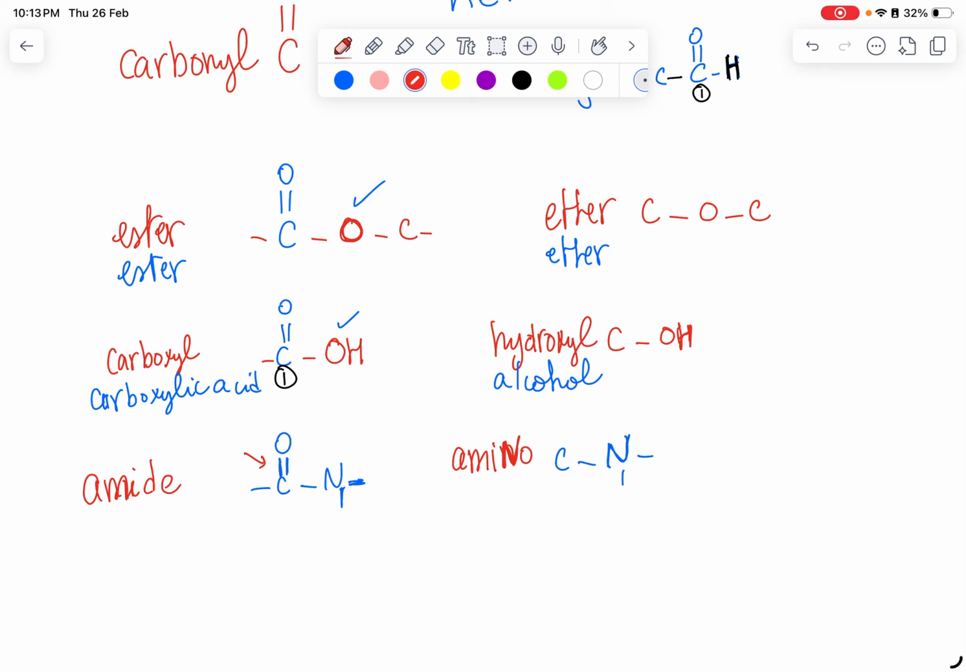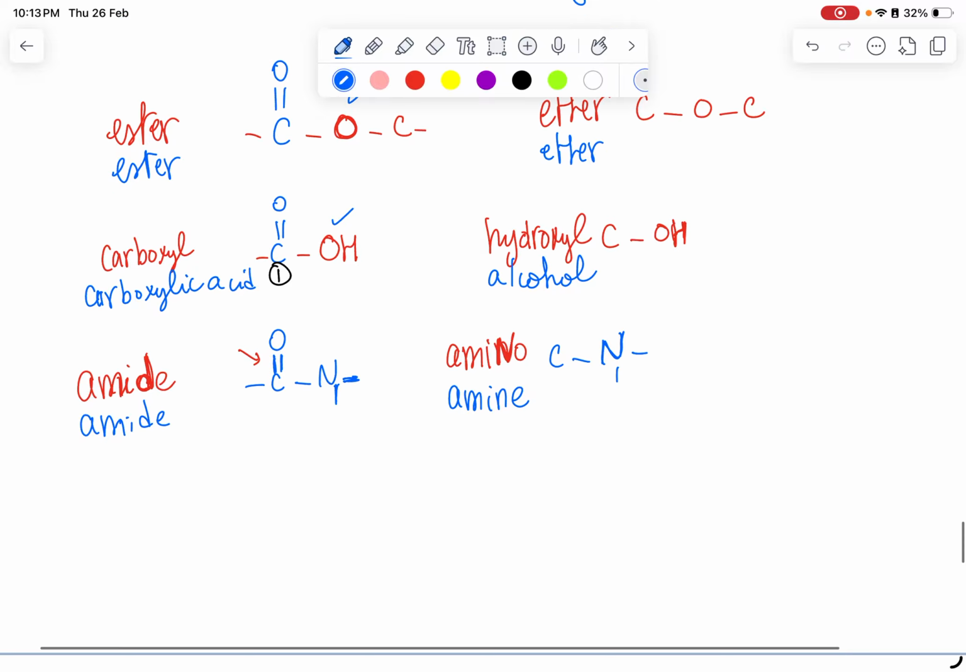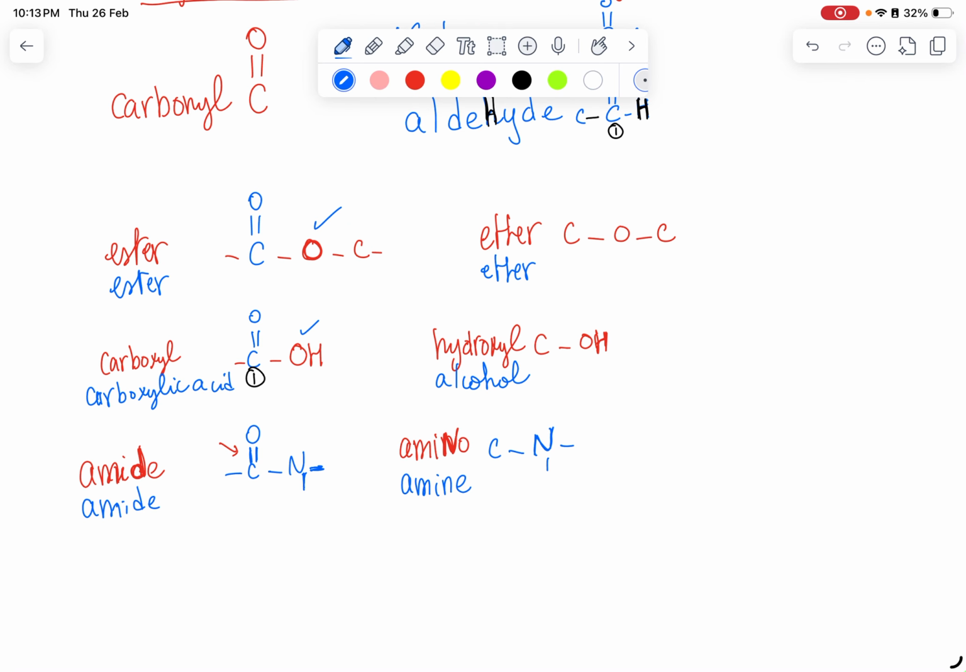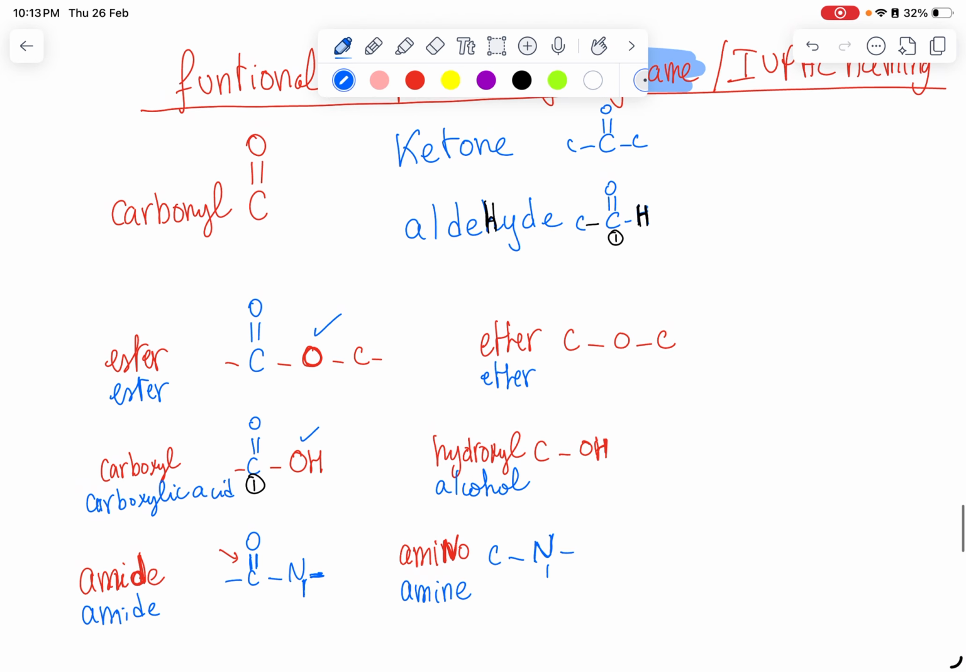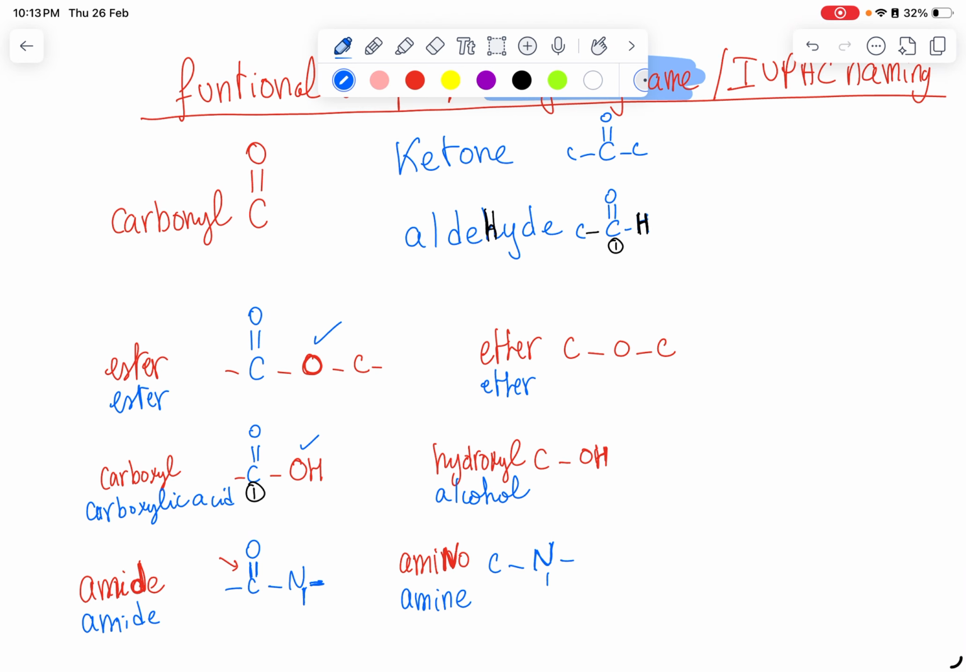Remember, there is a C double bond O. The letter D reminds me that there's a double bond over here. Now the functional groups, amide and amino. The family name is going to be also amide. That's nice, it's the same. And for this one, it's going to be amine, one letter difference. Now we're done with these groups that look like each other. So just memorize it that way. When you reach your exam, write it on the paper of the exam.